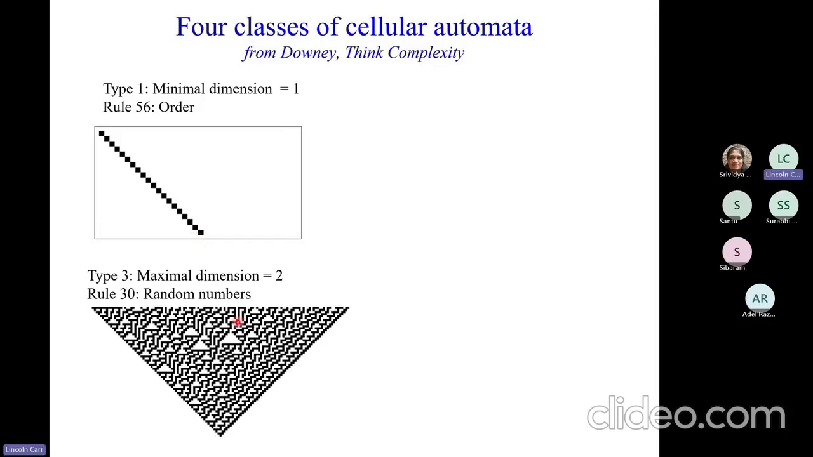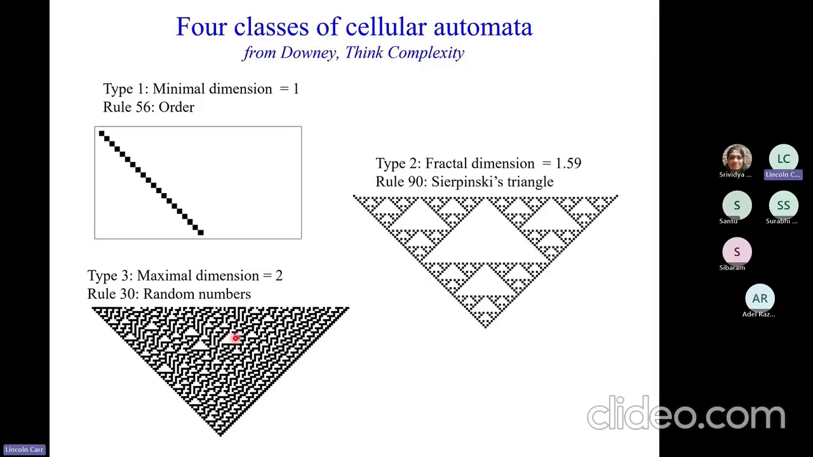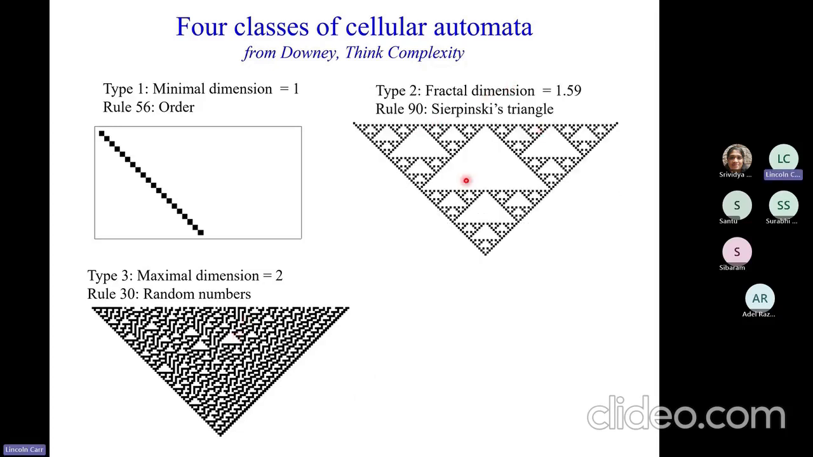Many rules look like that. Other rules look like random numbers. There's rule 30 that I told you about. If you run an integer random number generator in Mathematica, you are actually using rule 30. That's actually what it uses. Okay. Rule 90 gives you a fractal, with fractal dimension 1.59.